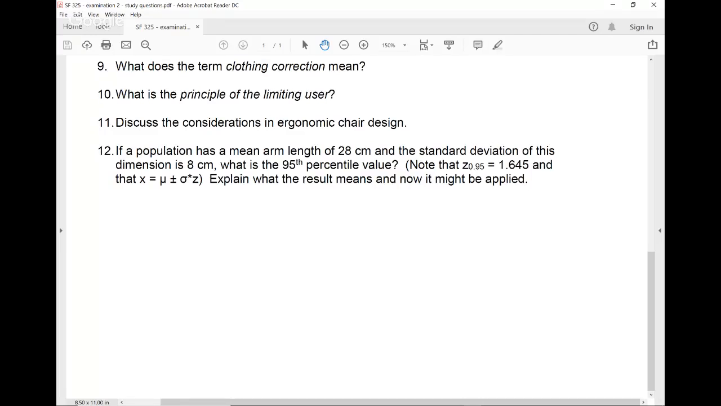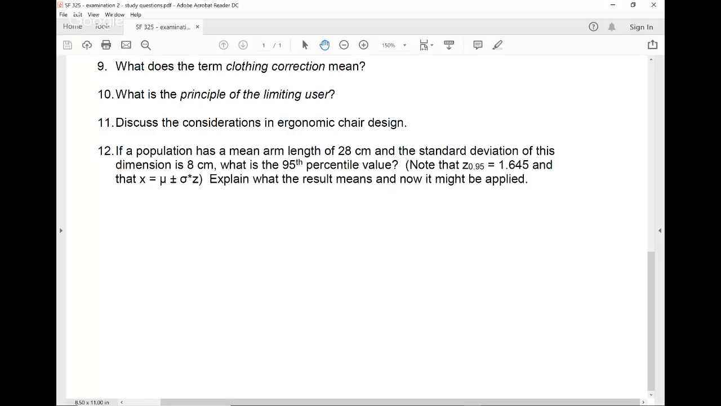So that's what this question is asking. If we're talking about arm lengths, what are the lengths at the 97.5 and the 2.5 percentiles? Let's just draw this quick. We know that right here is 28 centimeters, and that one standard deviation is 8 centimeters. So we want to know where to go to get those.